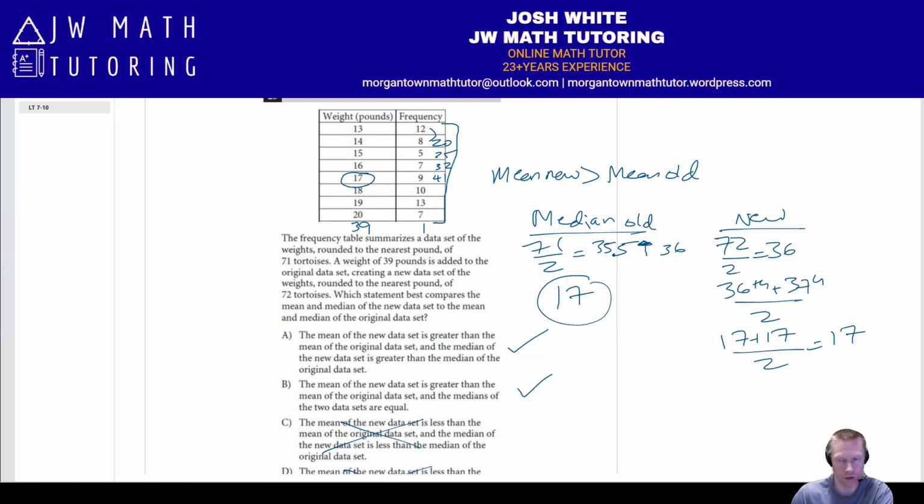So the median of the original is 17. The median of the new is 17. Therefore, the correct answer for this is going to be letter B. The medians are equal.